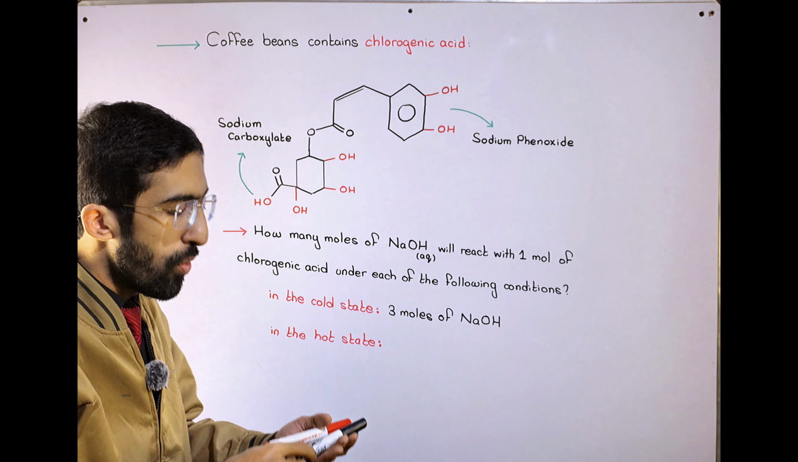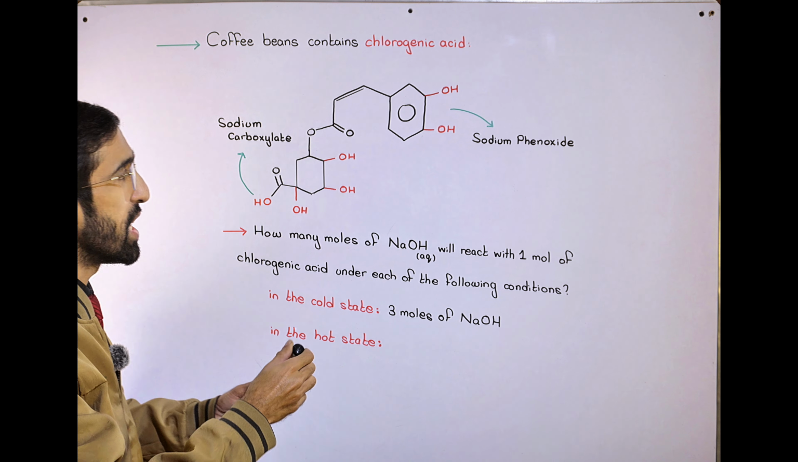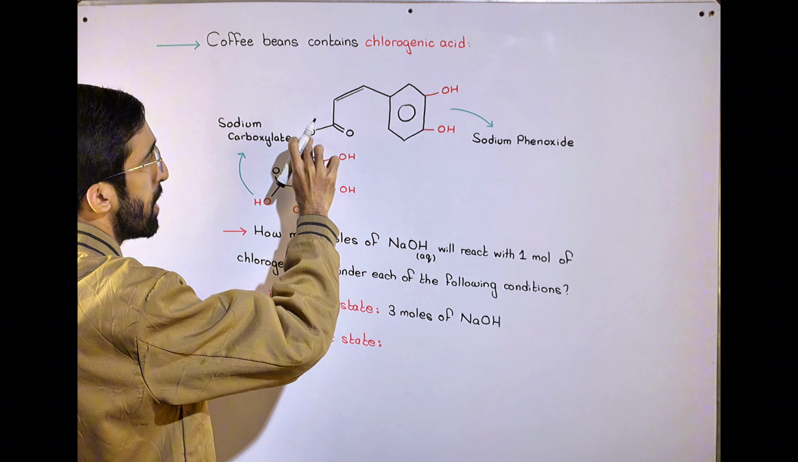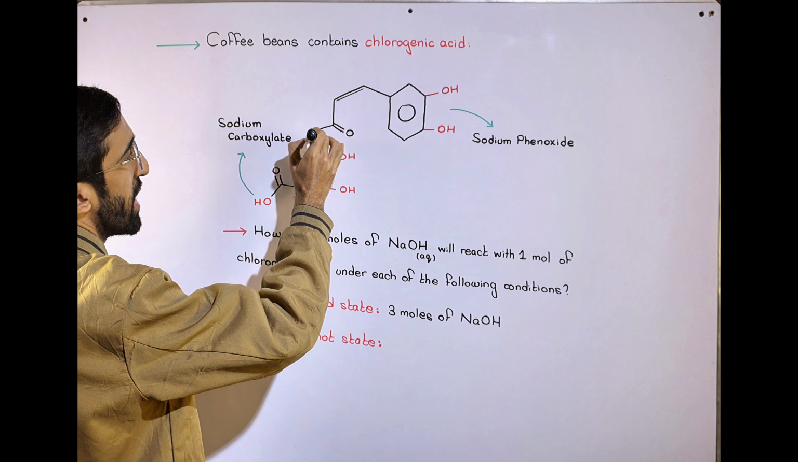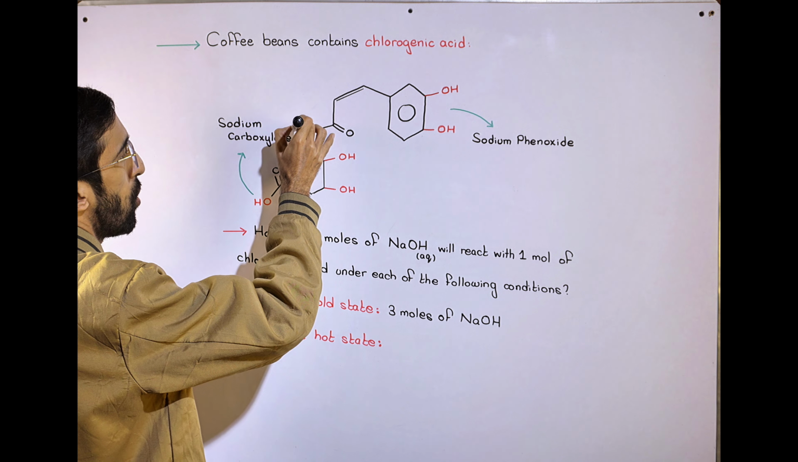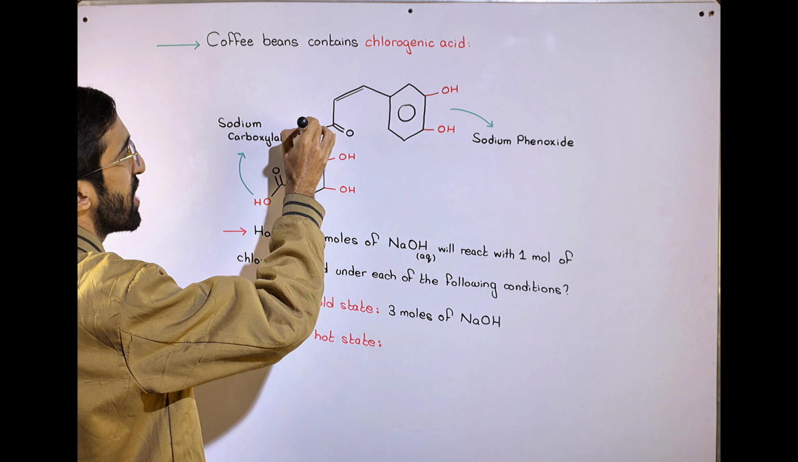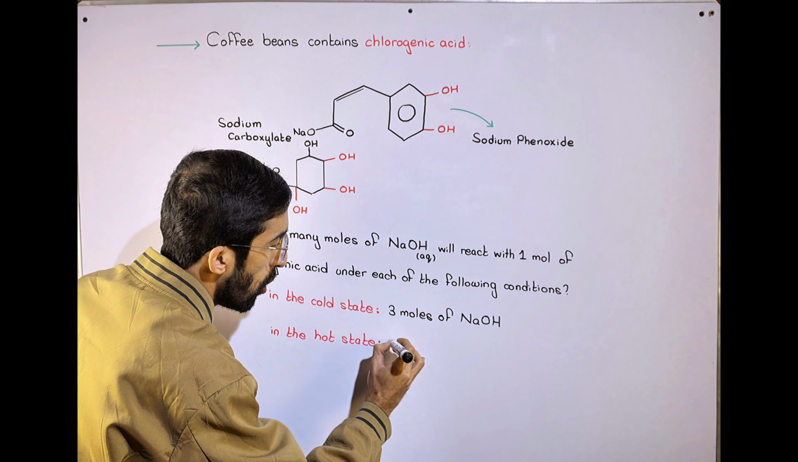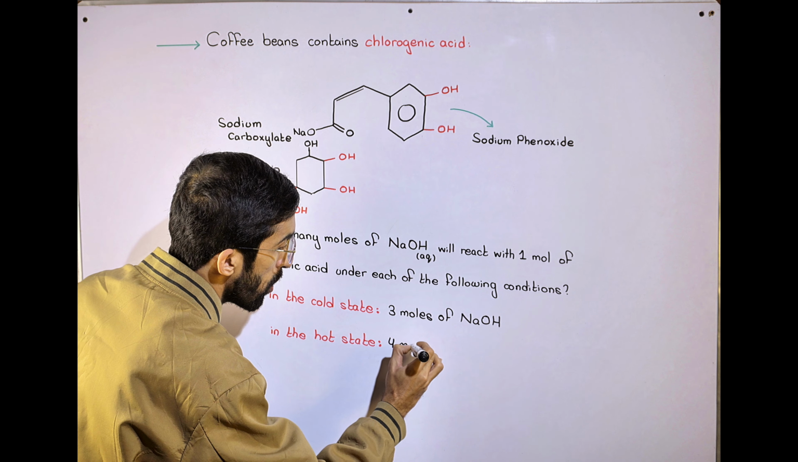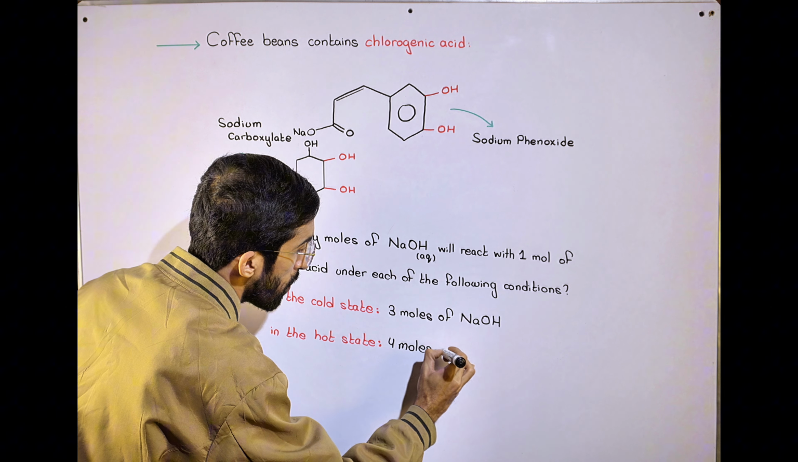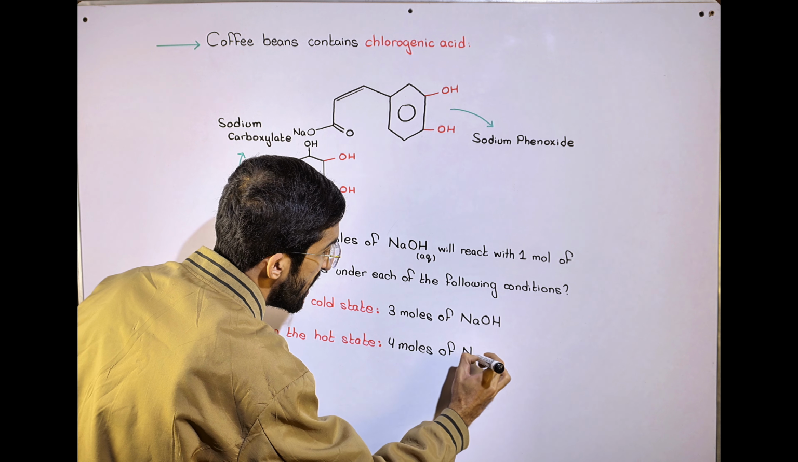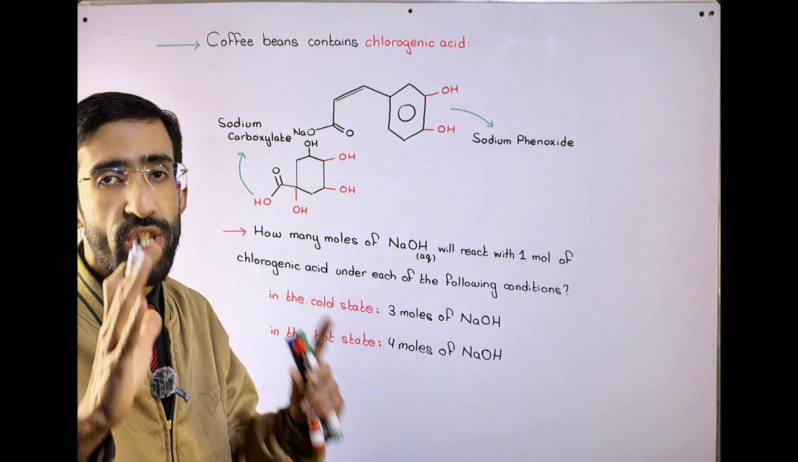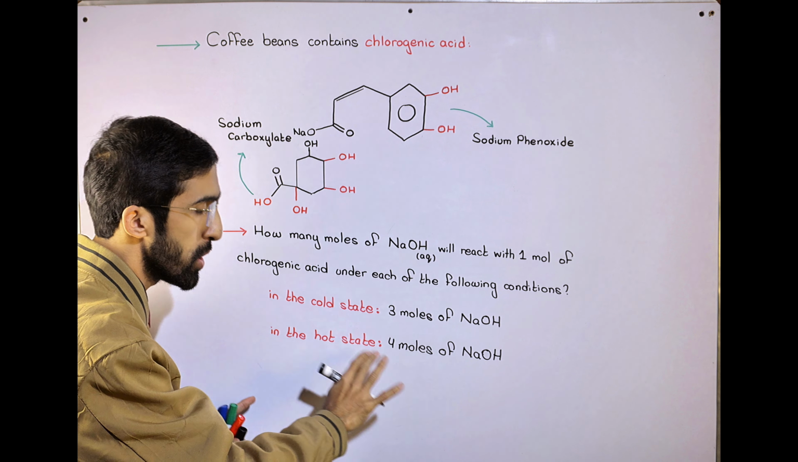ester group. The fourth mole of sodium hydroxide will break the ester bond to form the quinic acid and to form the sodium caffeate salt. So the total 4 moles of sodium hydroxide will react with 1 mole of chlorogenic acid in the hot state.